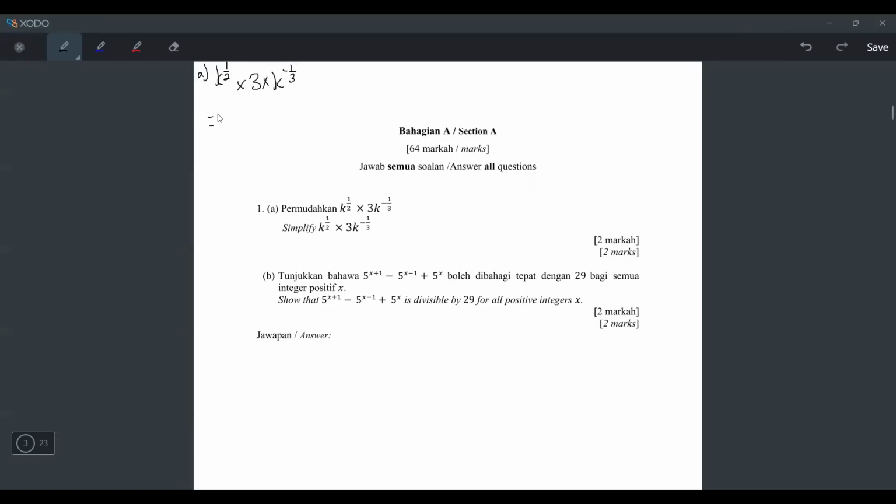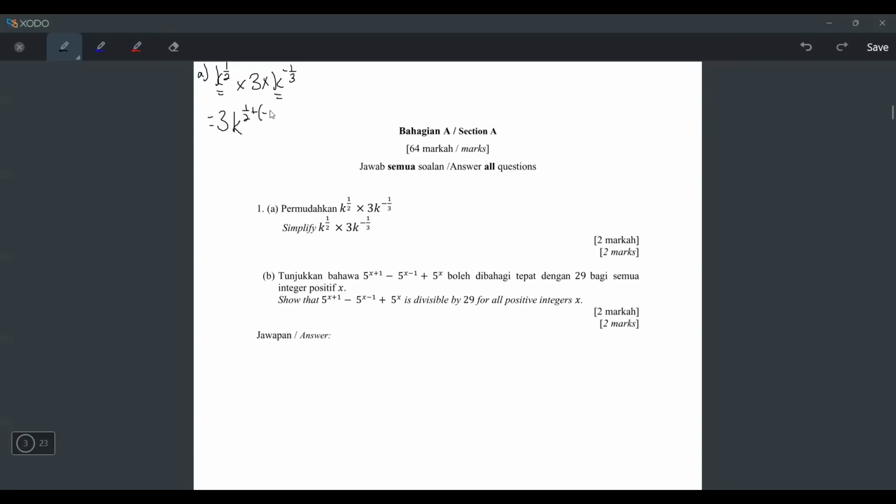So the 3, I will just leave it, and then this k and this k, we can do it together because they are same base, right? So k and k, they can do together, so it becomes k, and what's k power 1 over 2 times k power negative 1 over 3? You should know that when you take two numbers with same base, and you want to times them together, you need to plus the power. You will take the power and plus them together.